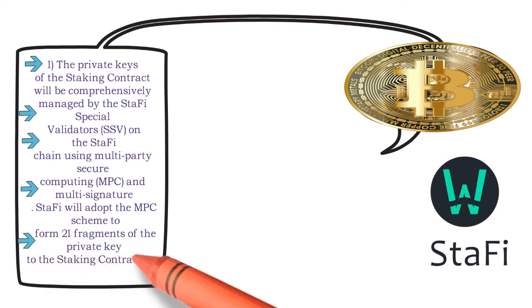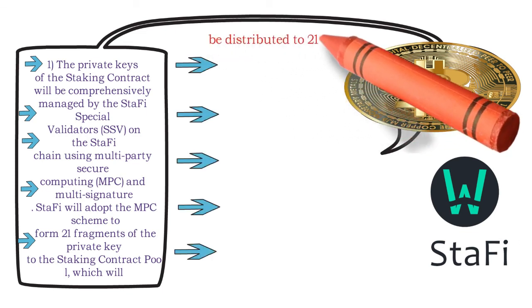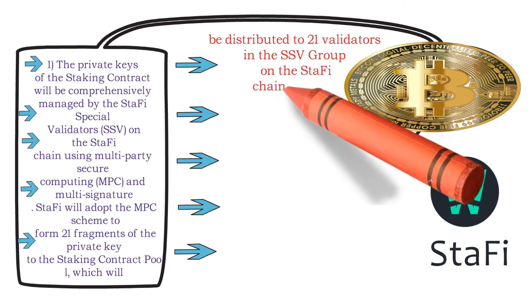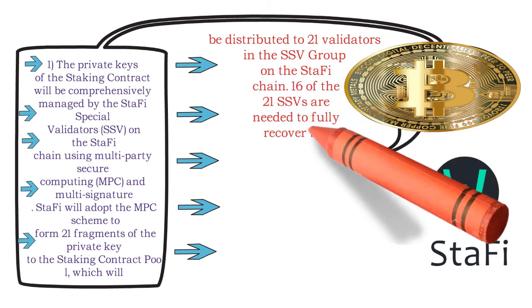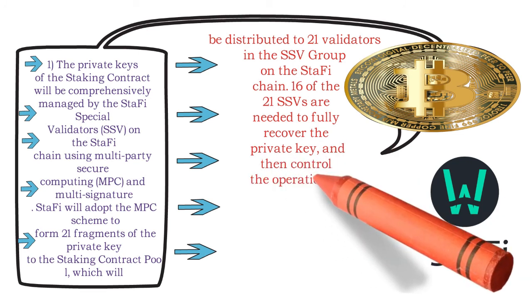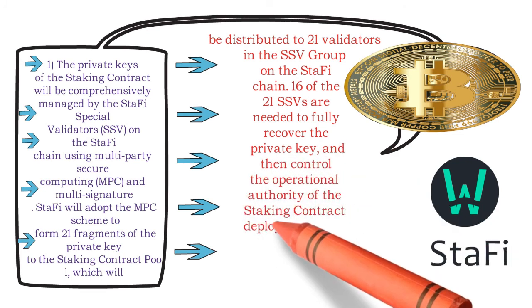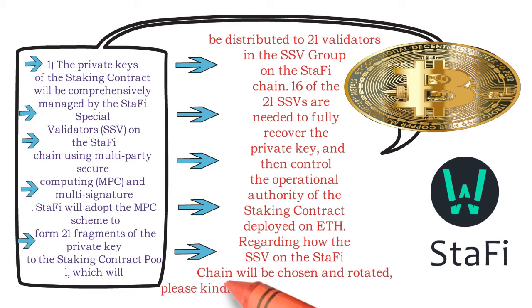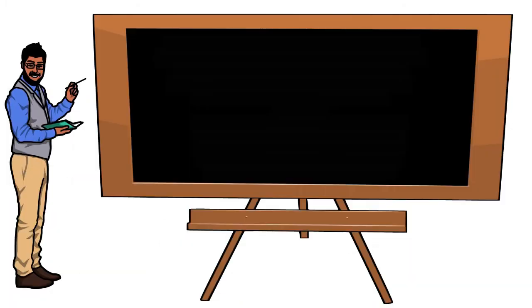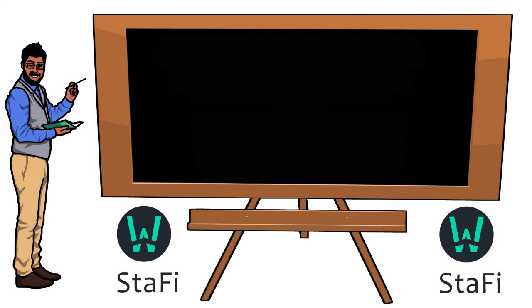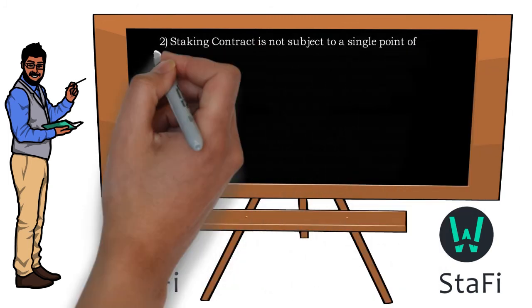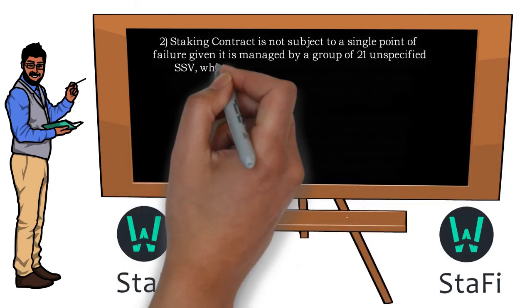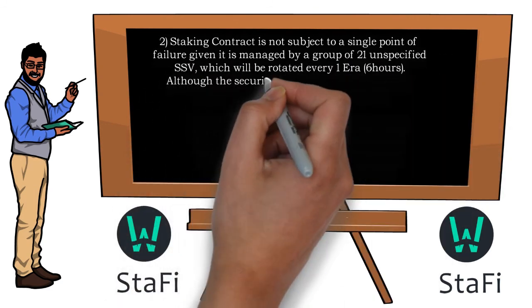Stafi will adopt the MPC scheme to form 21 fragments of the private key to the staking contract pool, which will be distributed to 21 validators in the SSV group on the Stafi chain. 16 of the 21 SSVs are needed to fully recover the private key, and then control the operational authority of the staking contract deployed on ETH. Regarding how the SSV on the Stafi chain will be chosen and rotated, please kindly refer to the Stafi official website. 2. Staking contract is not subject to a single point of failure, given it is managed by a group of 21 unspecified SSVs, which will be rotated every 1 era, 6 hours.